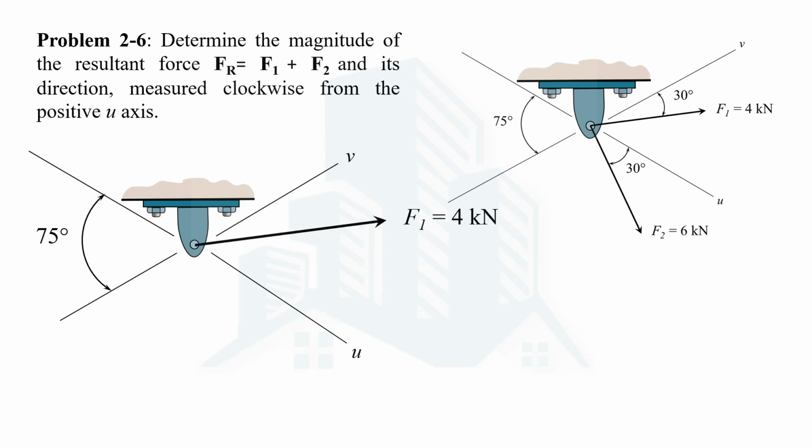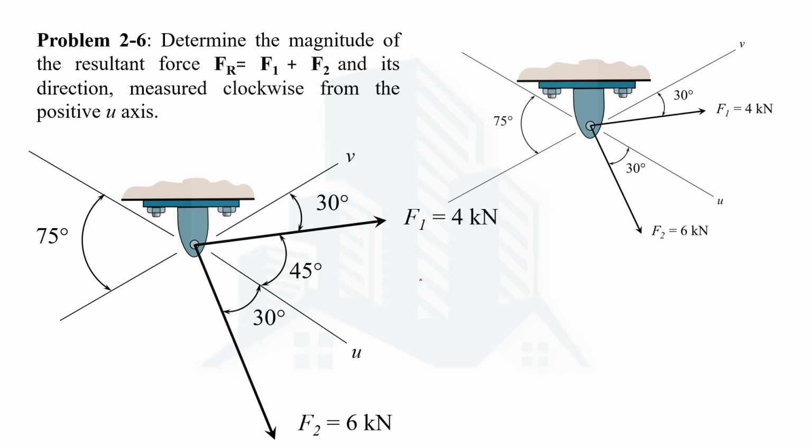The F1 force of 4 kN is making an angle of 30 degrees from the v-axis in clockwise direction. The total angle between u and v axis is 75 degrees. So on the other side it will also be 75 degrees. Therefore the remaining angle would be 45 degrees that the F1 force is making with the u axis. Another force F2 of magnitude 6 kN is making an angle of 30 degrees with the u axis in clockwise direction. First, we are going to determine the magnitude of the resultant force.